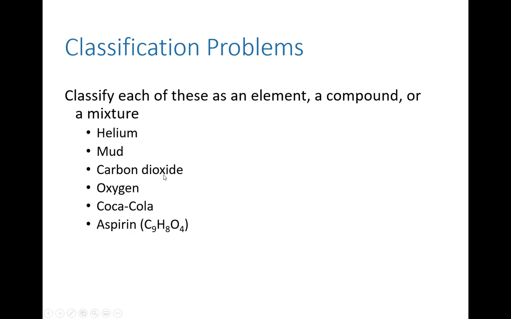Carbon dioxide, I showed you when we were talking about compounds. It has a formula of 1 carbon to 2 oxygens, and that never changes. Oxygen is an element. We can find it on the periodic table. Coca-Cola, well, Coca-Cola contains water. It contains sugar, so those are 2 different compounds right there. So if I've got 2 or more compounds, it must be a mixture.